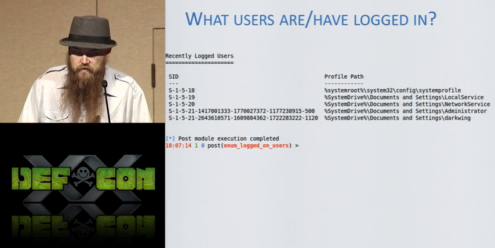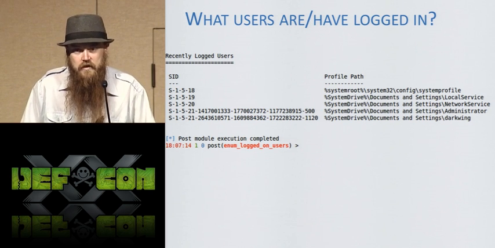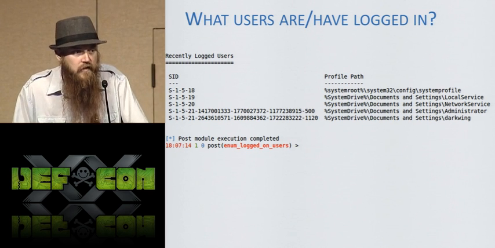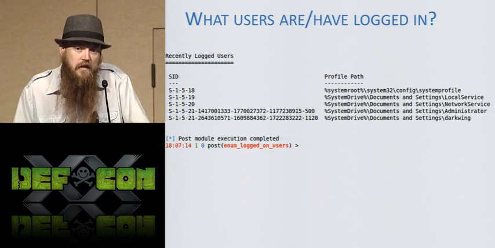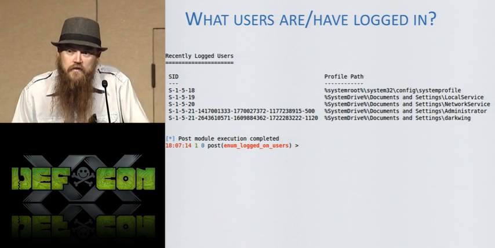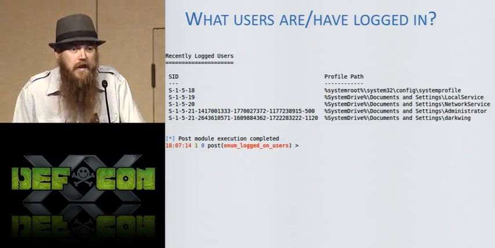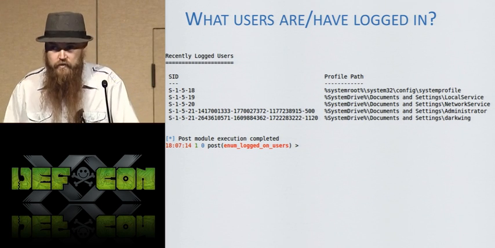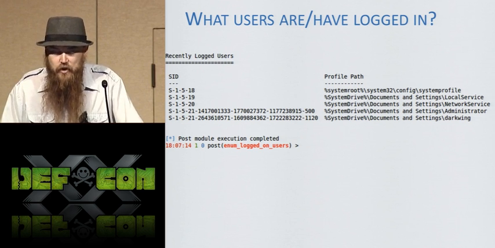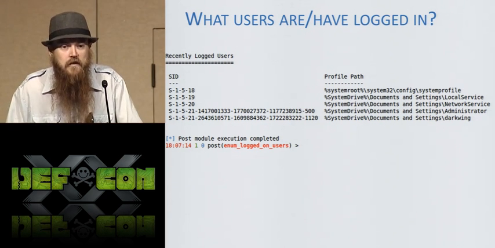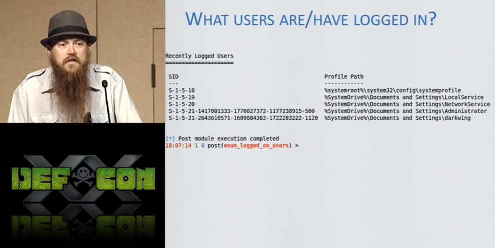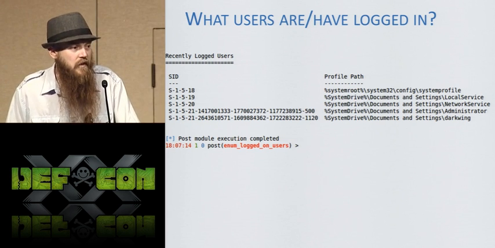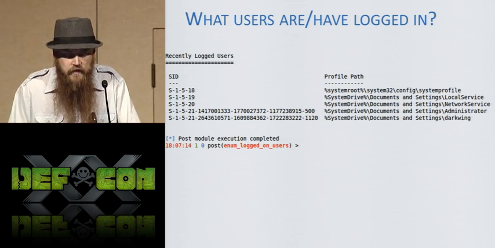This module here is enum logged on users, and it gives you the SID and the profile path of all of the users that are currently in the credential cache. Because of the way Windows caches credentials, you can just look around for anybody who not only is logged in right now, but who has logged in recently. And from that you can steal cached hashes, but sometimes it's more important just to know that that person has been there. And all of that is part of presence.